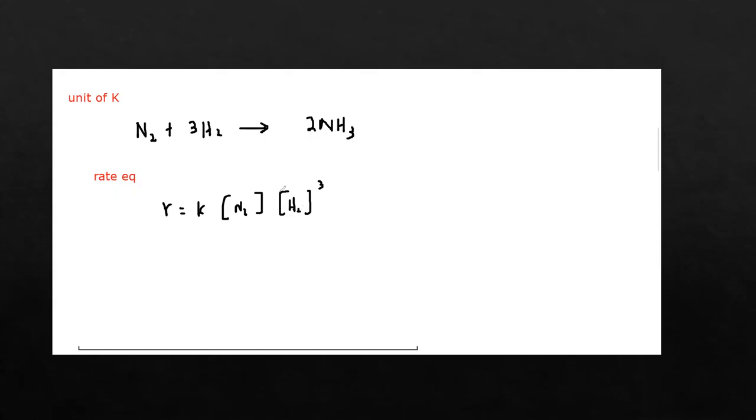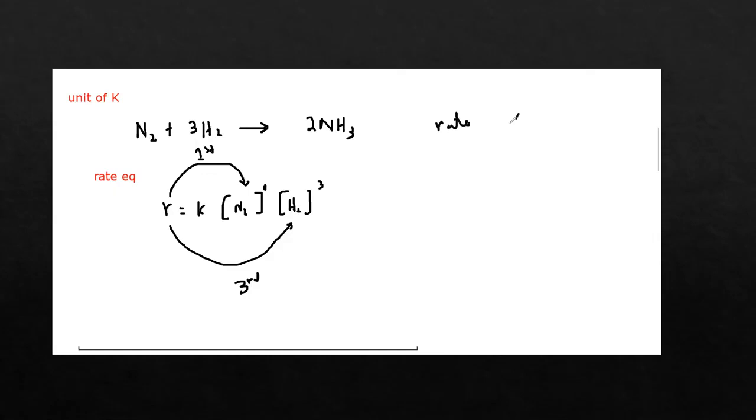What it shows here: the power of the concentration shows the order. The sum shows the total order, but the power shows the order. So this is first order with respect to nitrogen, and it is third order with respect to hydrogen. What is the meaning? What is the concept of first order or third order?